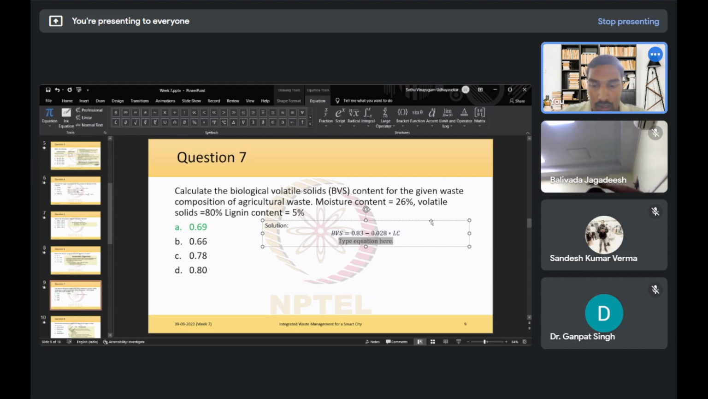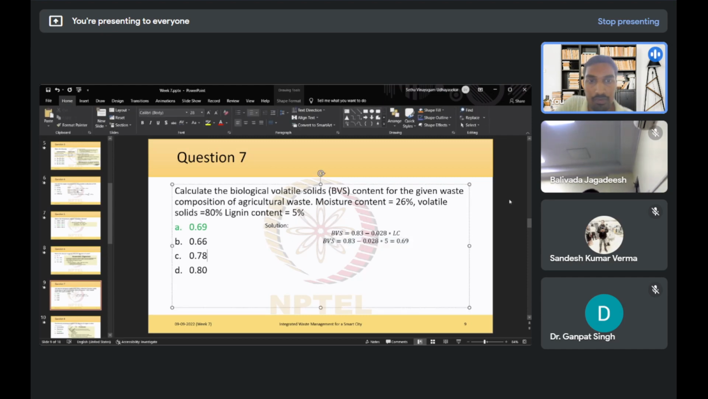So we use this, and we don't need the information on the moisture content and the volatile solids. We just need the lignin content. So that is 0.83 minus 0.028 times 5. If you solve this, you'll get BVS equal to 0.69 or 69 percent. So that is option A, and that's how you solve for the BVS given the lignin content. You can also use this the other way around: if you are given the BVS, you can find the lignin content as well.